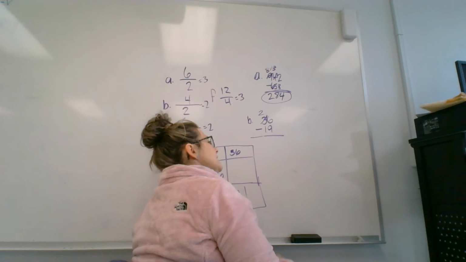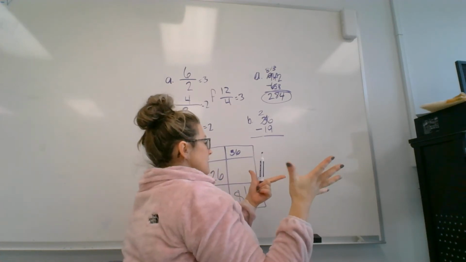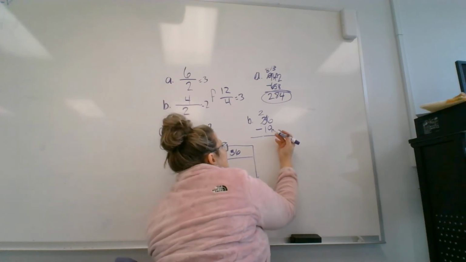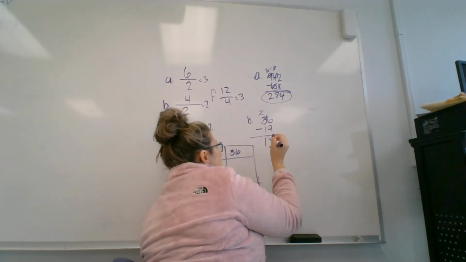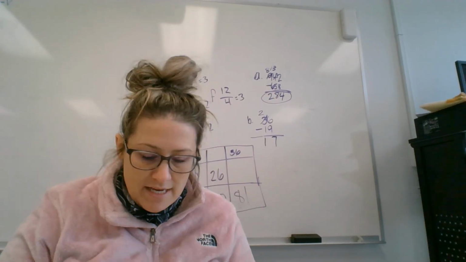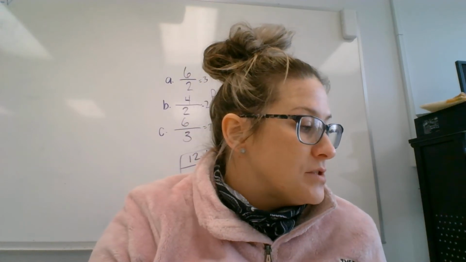16 minus 9: 16, 15, 14, 13, 12, 11, 10, 9, so 7. 16 minus 9 is 7. 2 minus 1 is 1. My answer is 17. All right. You can pause here and complete the rest of those problems.